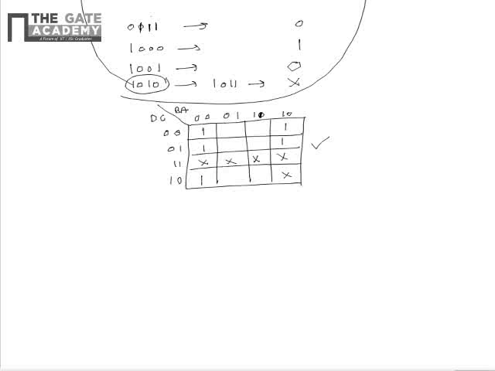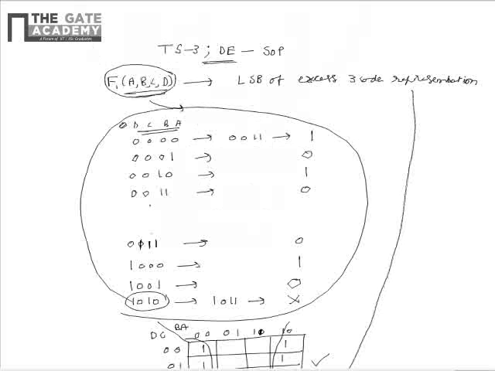So from this we see that we can group the ones in the first column and in the last column. Please note that for these two columns, C, D and B are varying, taking all possible combinations, but A is remaining constant at 0. From this we see that the representation of F1 of A, B, C, D can be written as A bar, considering that it is the LSB of XS3 code representation.